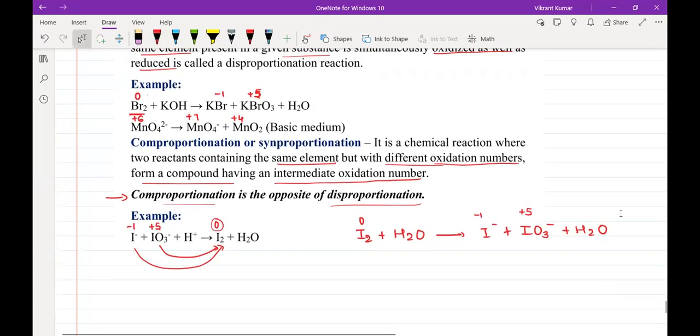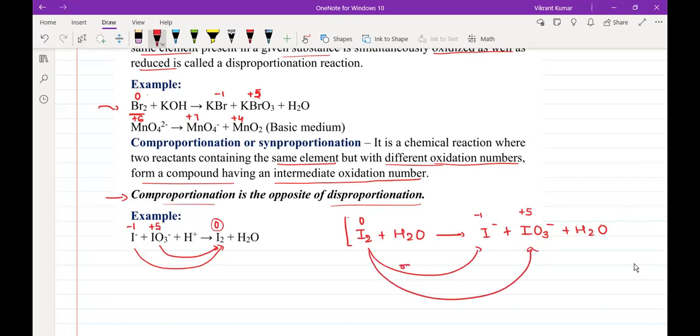So this one which you wrote in red, that is disproportionation. Which one? The one you wrote in red. Yeah. This is disproportionation because it is reduced as well as oxidized, right? Here reduced, here oxidized. And that's why this reaction will be called a disproportionation reaction.